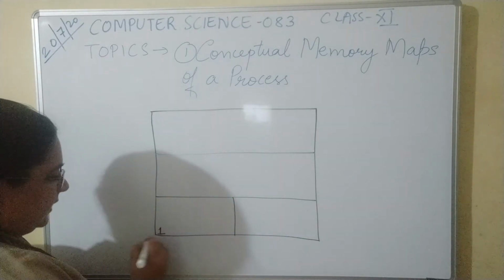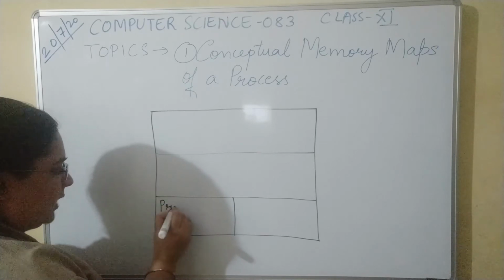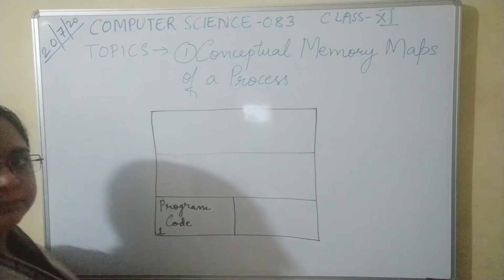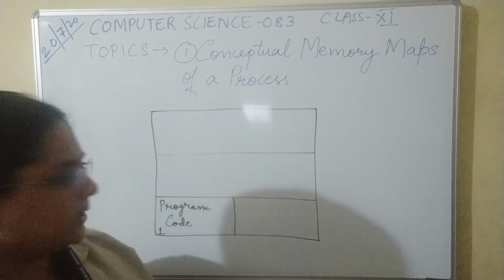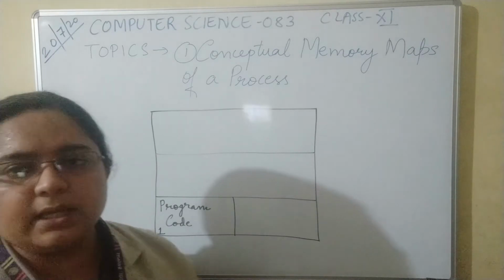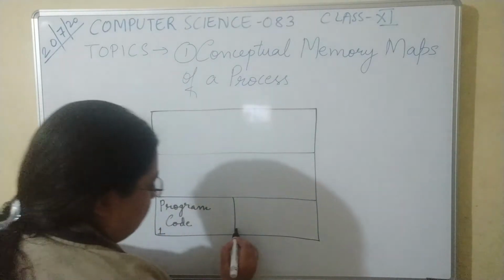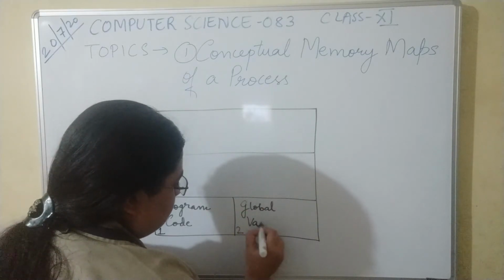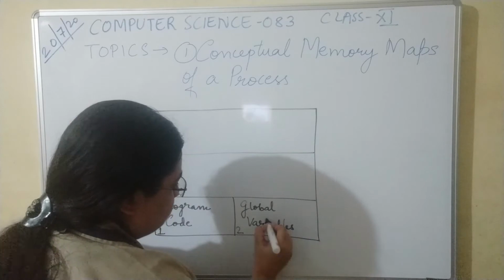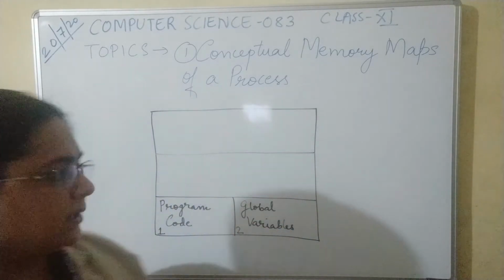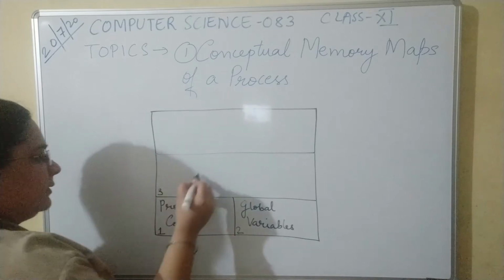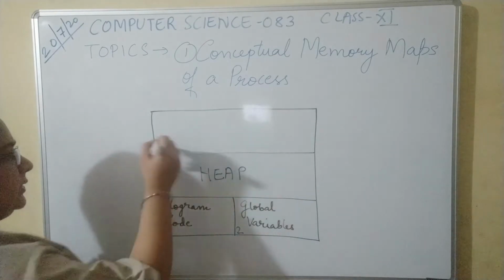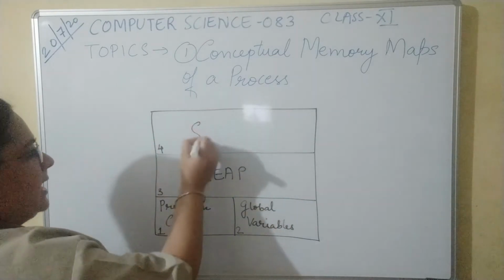At the very heart of it, we have the program code. The source code which we are writing for our program, using any high level language. Second is global variables. Third is heap. Fourth is stack.